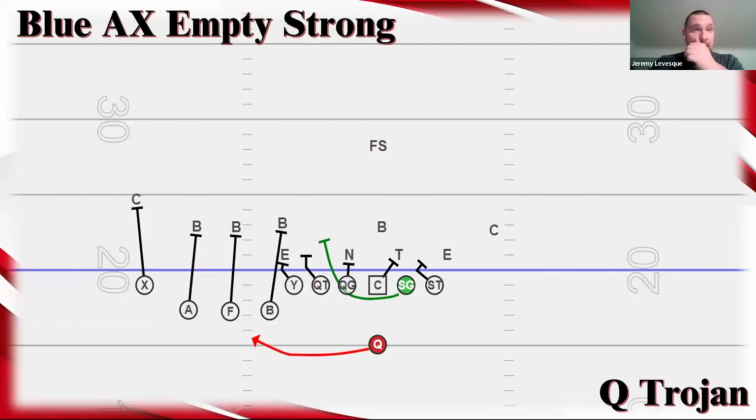All right. So we've gone X empty strong. This is just another unbalanced look, just more with our backs. So we're in blue, which is tight end wing left. We went X, which brings our X over and our A over. And then we went empty strong. So our empty tells our F to go to the quick side. Strong tells them to go to the strong side. So empty gets them out of the backfield. Strong gets them to the strong side of the formation.